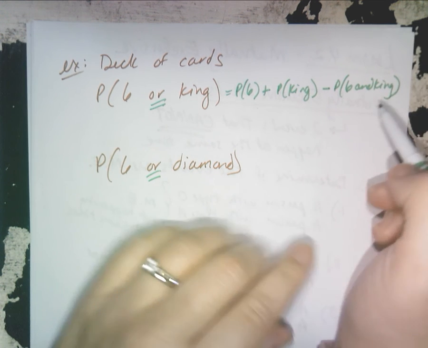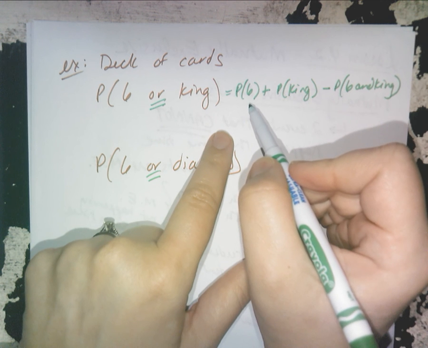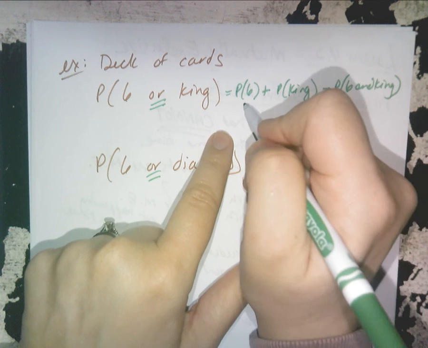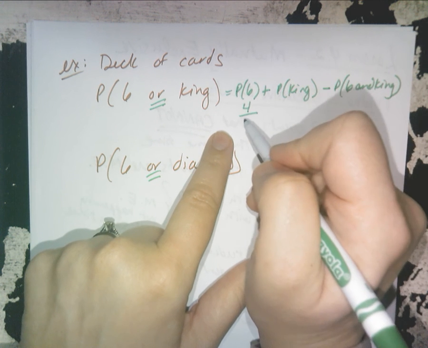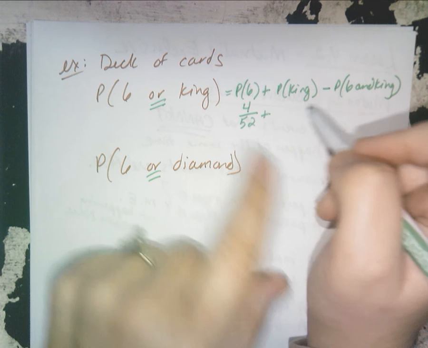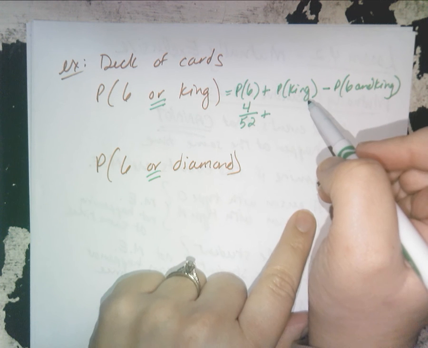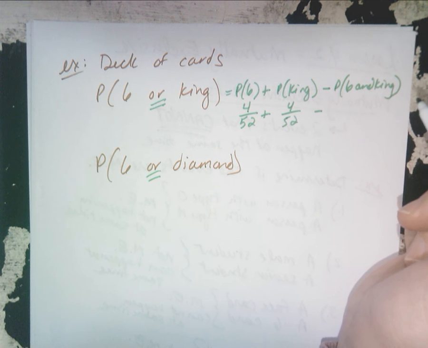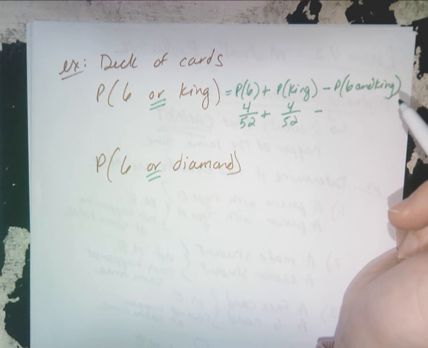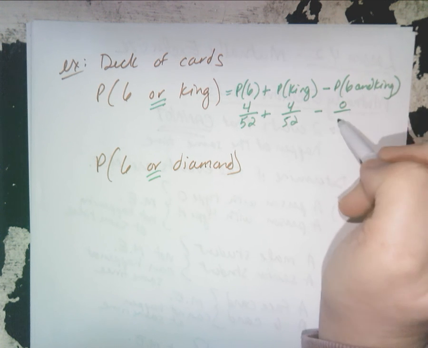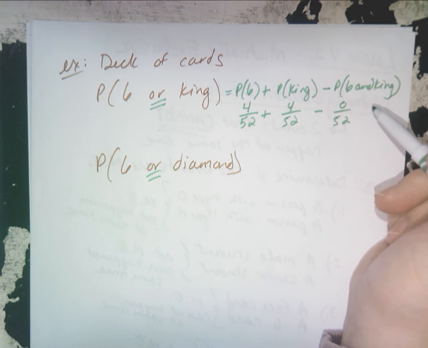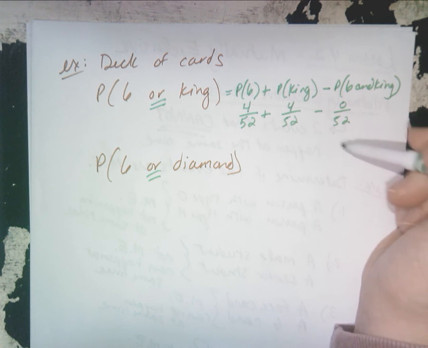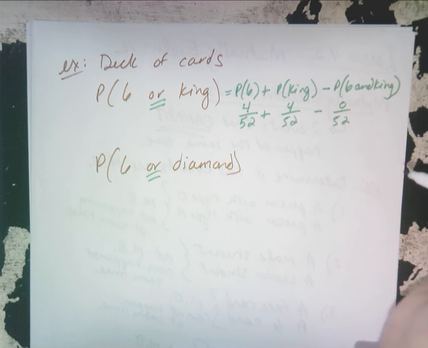Now, what's the probability of being a 6? 4. There's 4 6s out of how many in the deck of cards? 52. What's the probability of being a king? 4 kings out of 52. Can you be a 6 and a king, though, simultaneously? No. So that's why I still like to use this, because even though you're like, that can't happen at the same time, I know, that's great. But it still works. It still helps me out, and I still get the problem correct.